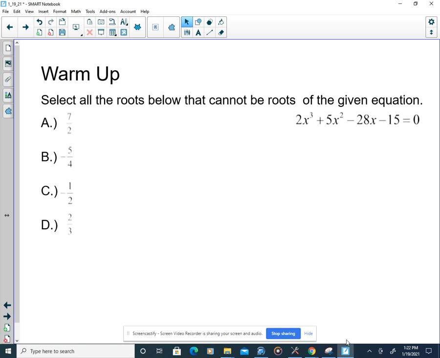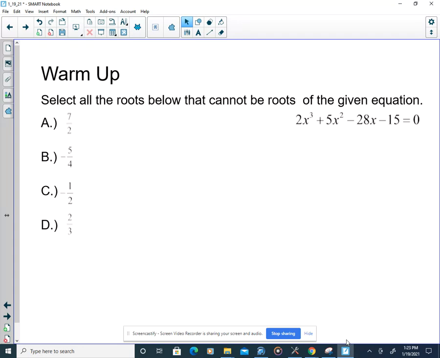Okay, so yesterday we were introduced to the rational root theorem. Now we're going to use the rational root theorem to actually find all the roots to these polynomial equations. But before we do that, let's do this little warm-up. This is similar to the questions you had on the homework from the day before. So you might find it helpful to go back and redo that assignment.